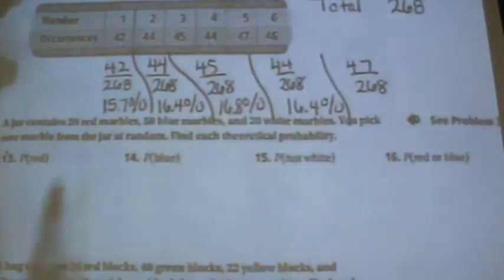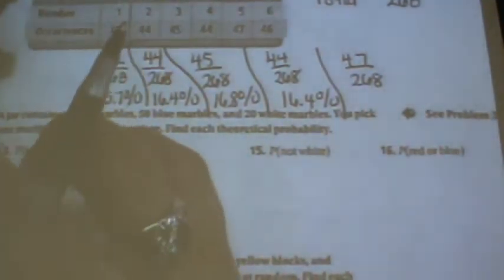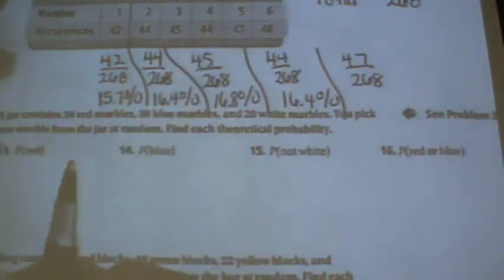And how about a 5? We have 47 out of 268. Anybody have that? 17.5%. And 46 out of 268. And that one, we got 17.1%. Or actually you can round to 17.2. Easy? Okay, next one.